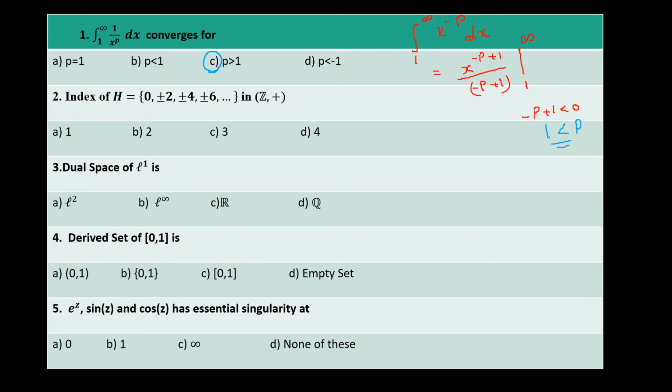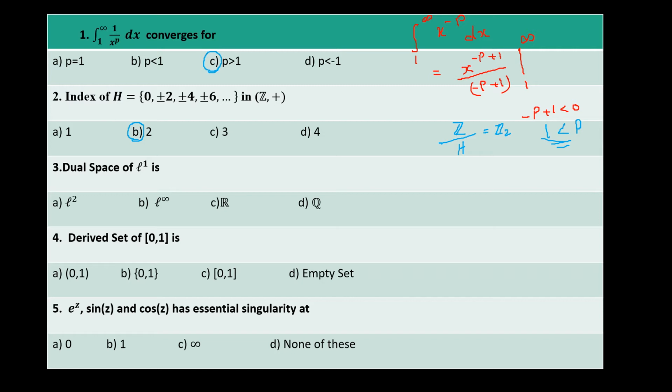Next is the index of H, where H is all the even integers, and what will be the index of this in Z positive. So we know that this is actually a normal subgroup in Z, and if you don't remember, we can revise it in next videos as well. But you know that Z over H is nothing but the field Z2, which shows that H is a normal subgroup of Z, and the index is 2. So that's why the index for this subgroup is 2.